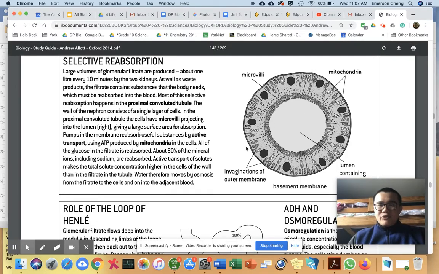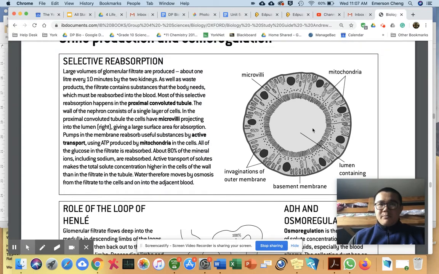Basement membrane, that's basically the membrane of it. But all this is only one cell thick. So the material from the proximal convoluted tubule, from the filtrate, goes from here to here, only going through one cell. And you have a lot of mitochondria here because you need mitochondria for ATP, because ATP is used for active transport. Okay?